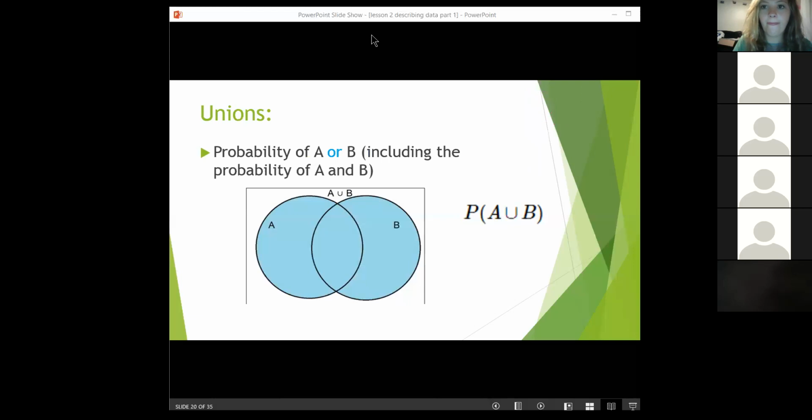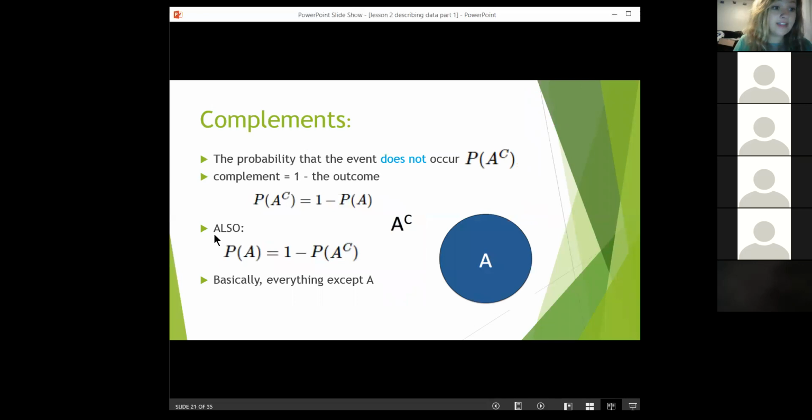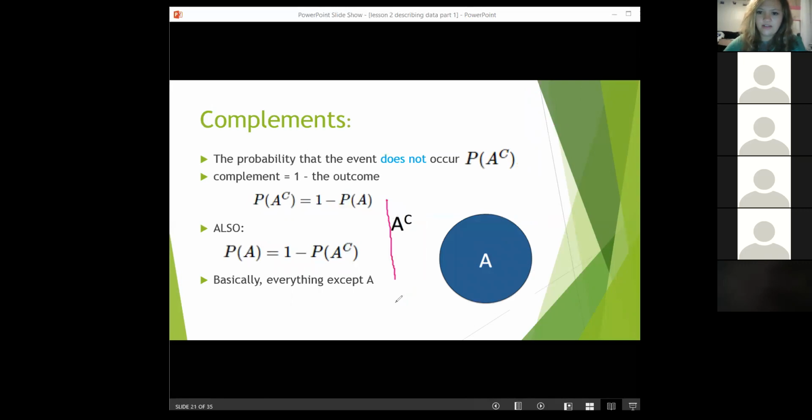Okay. Another combination of events. We're talking about complements now. So complements is basically when we're talking about all the space except for the event. So let me actually draw a square around this so it makes more sense. So this A superscript C is saying that that's going to be our complement. So that's everything except for A. So everything in this blue circle is A, and all this white space is the complement, A superscript C.